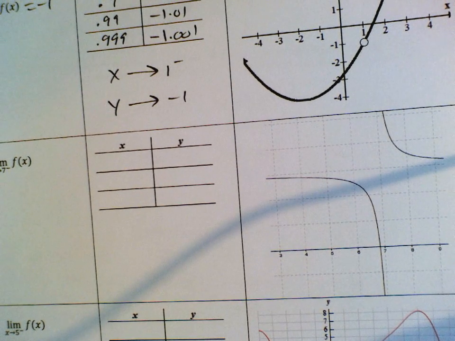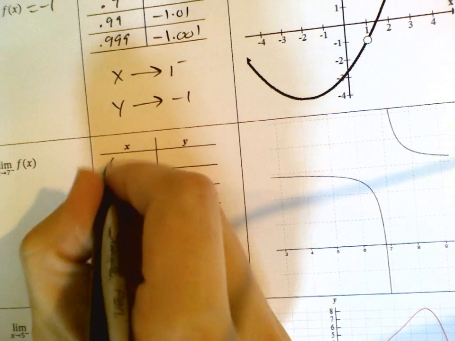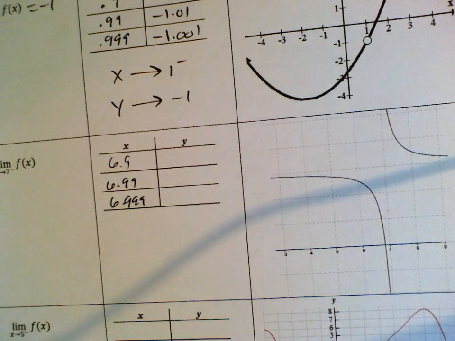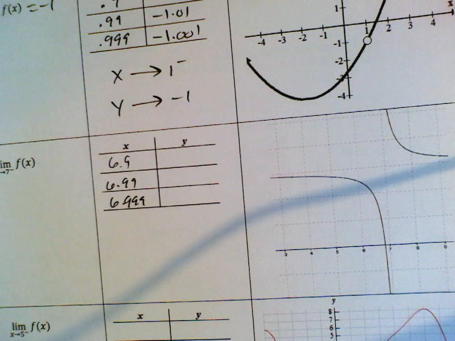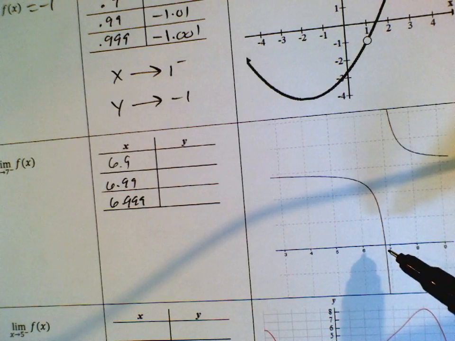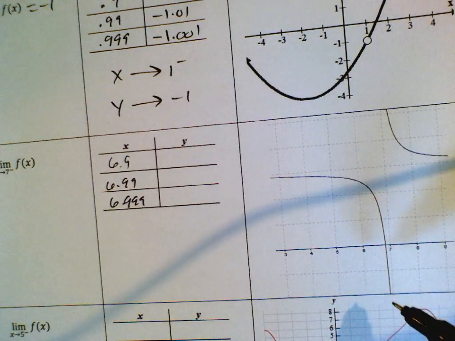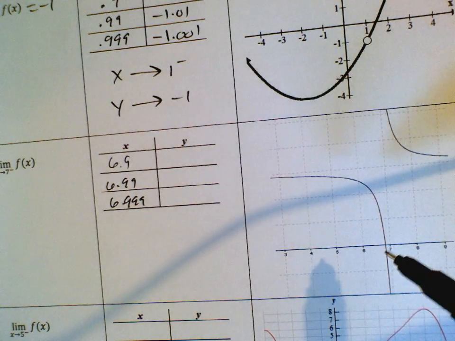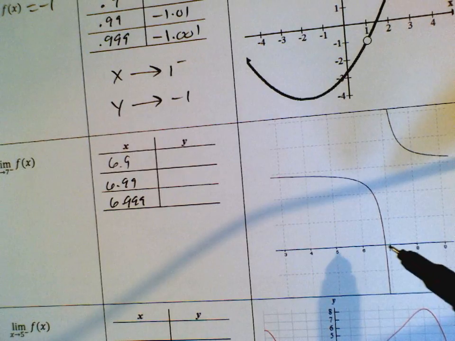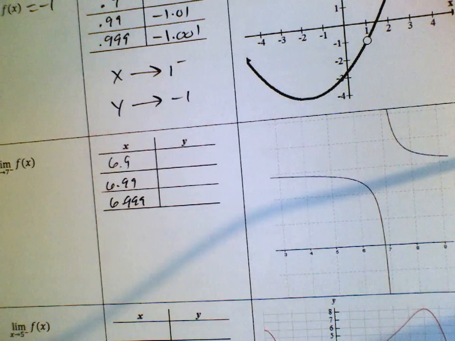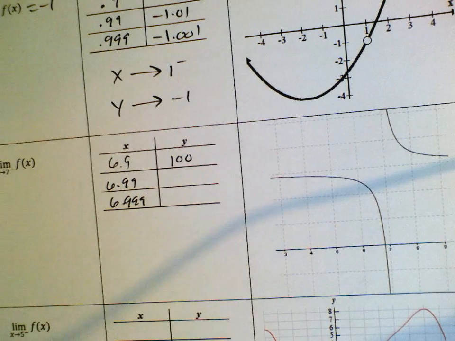Okay, x value is close to 7, but to the left. 6.9, 6.99, 6.999. All right, now I am estimating the y values, the outputs. These are very gross estimates, okay? 6.9 is super, super close to 7. That y value is going to be like off the page. We can barely even see that with our eyes. That's going to be very low, that y value. So I'm going to estimate 100.